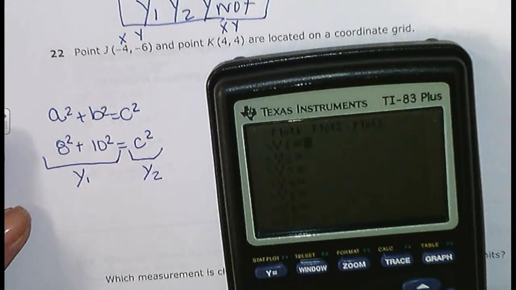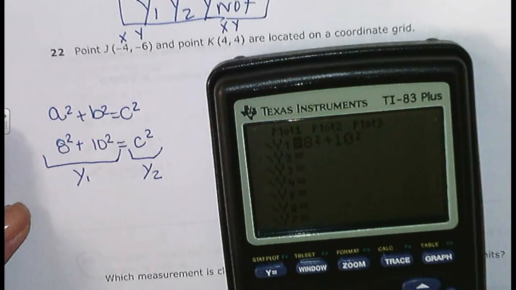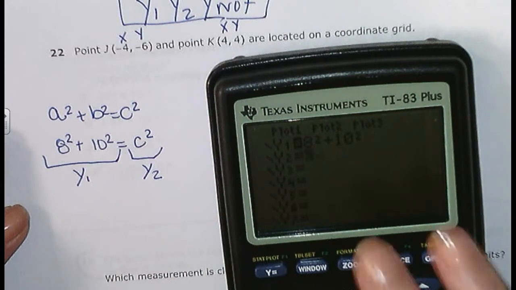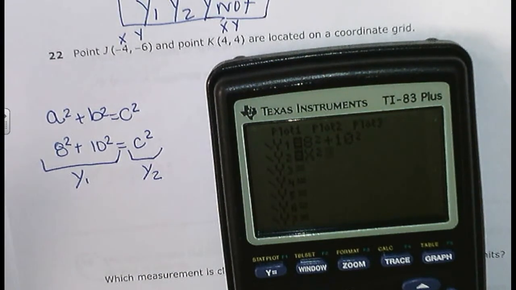Go to the y equals, type in 8 squared plus 10 squared. And I do like to use that little 2 button. I don't like the caret, especially in this y1, y2, especially if it's a squared. And then down here I'm going to type in x squared. I know you want to type in c squared, but I don't have a c x or y line. I need the axis to be an x or y, and I don't have a c. So I need the little 2. Perfect. So 8 squared plus 10 squared is x squared. Double check it. Nothing hurts when you have to do it twice.